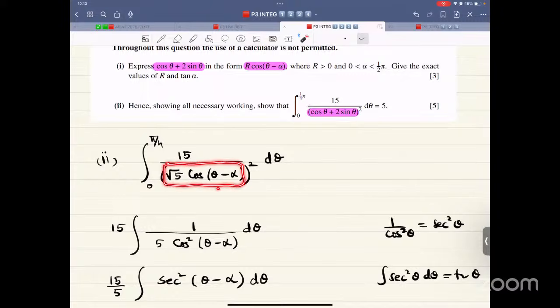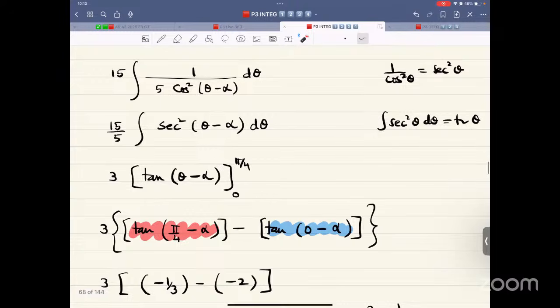Now, first of all, you plug this thing over here. You don't know alpha. I know that. Wait, have some patience. First, square it. So root 5 square becomes 5. This is cos square theta minus alpha. 1 over cos square theta minus alpha is sec square theta minus alpha. This 15 over 5, that becomes a 3. Integral of sec square becomes tangent. Now the real game starts.